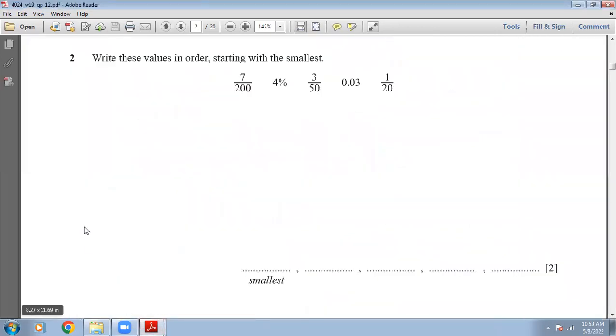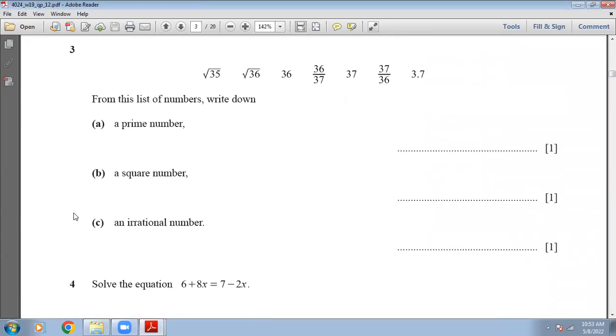Now we are going to the next question, and the next question coming up on your screen is question number 3. Here we have root 35, root 36, 36 by 37, 37 by 36, 3.7. From this list of numbers, write down a prime number.